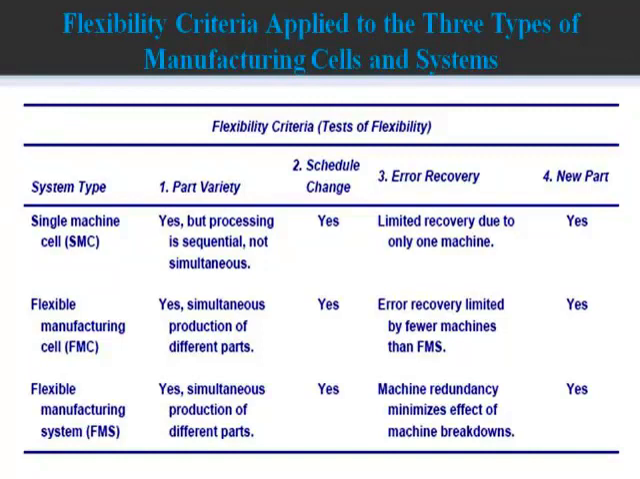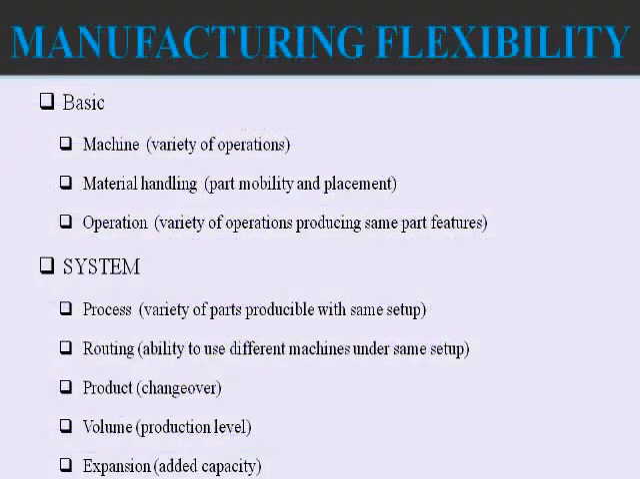Coming to the flexible manufacturing system, yes, simultaneous production of different parts is possible, and schedule changes are possible. Machine redundancy minimizes the effect of machine breakdown, thus production is more, and the ability to address or produce new parts is very high.